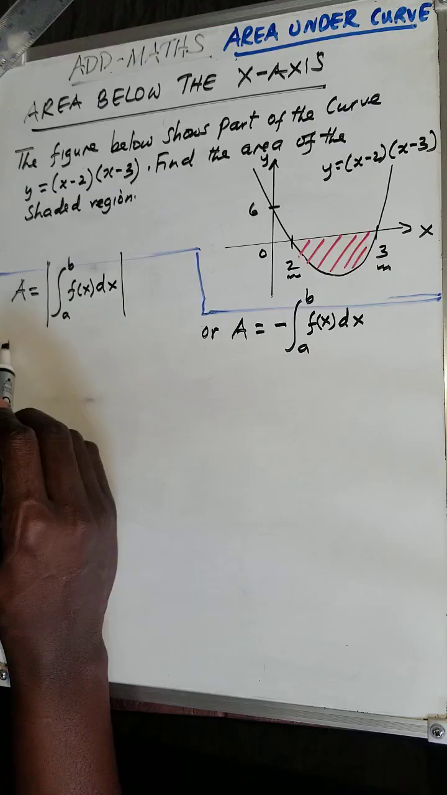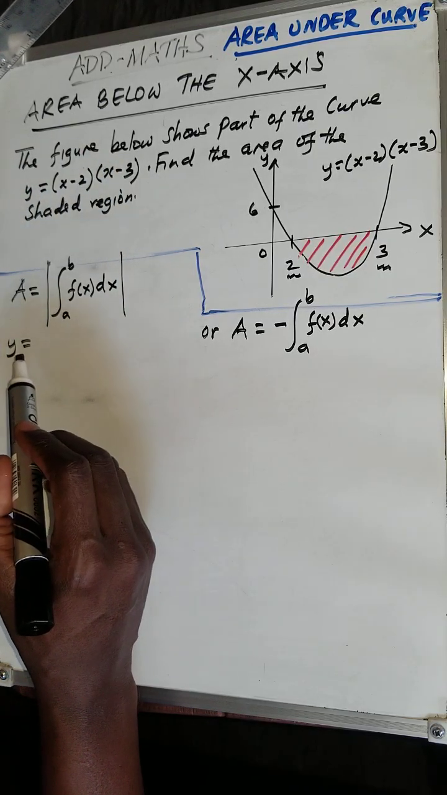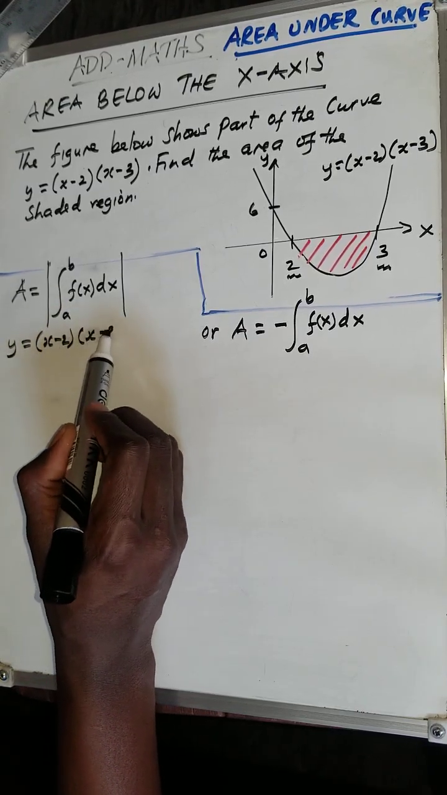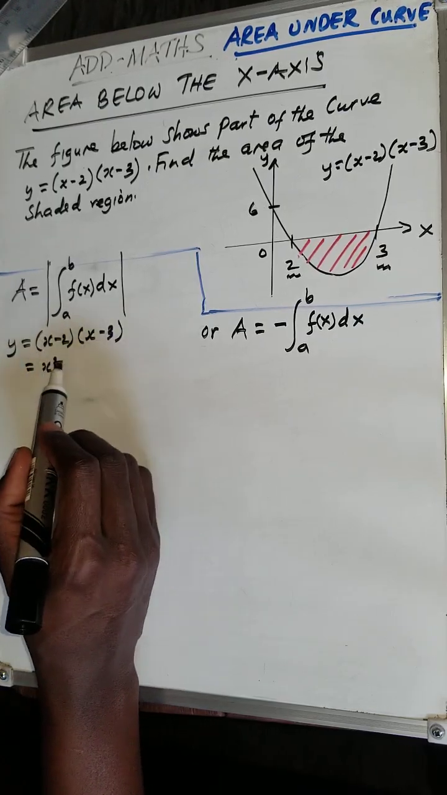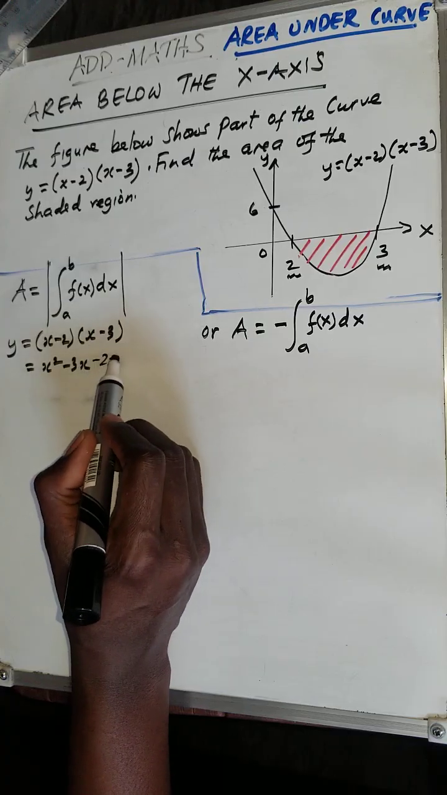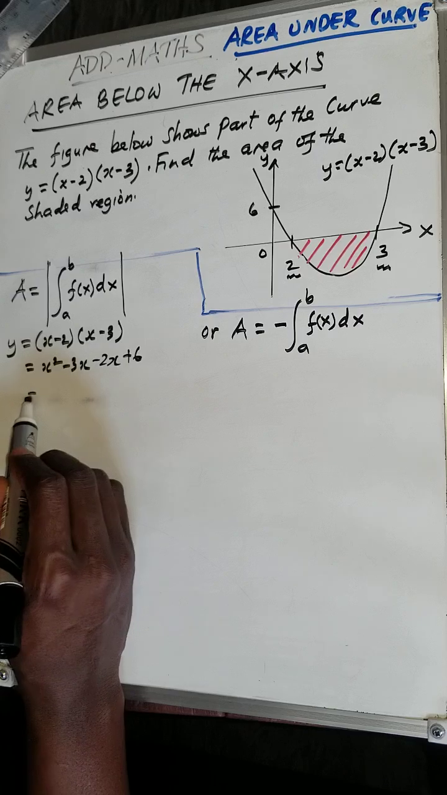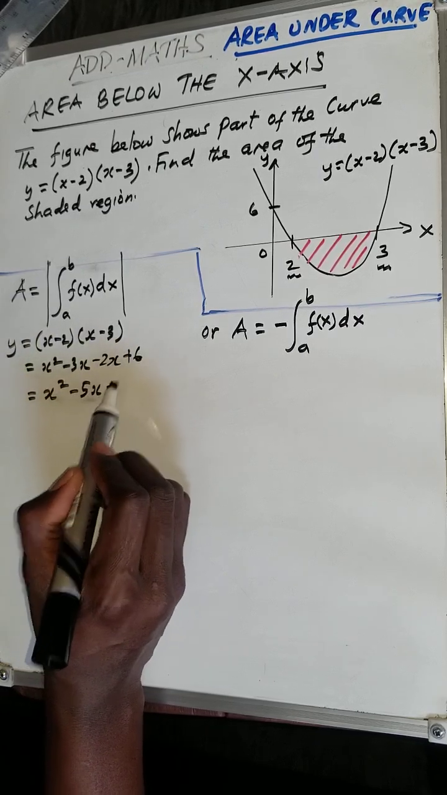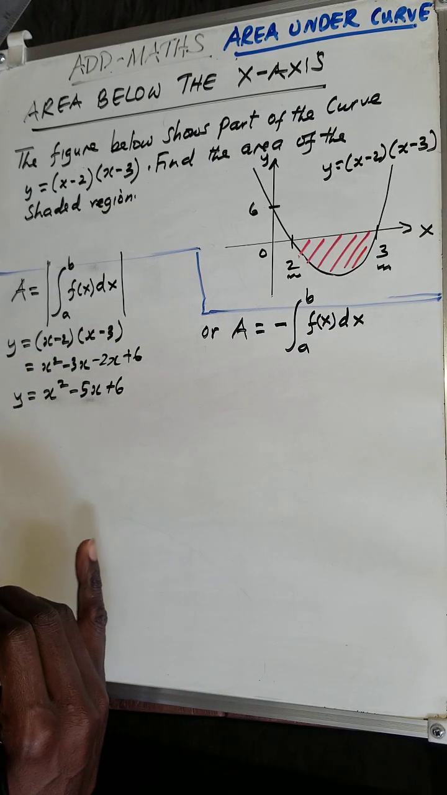So what you can do is first try to expand the expression for the curve, or the equation of the curve. You have been given x minus 2, then x minus 3. x times x gives x squared, x times negative 3 gives negative 3x, negative 2 times x gives negative 2x, and negative 2 times negative 3 gives a positive 6. These are like terms, so it will be x squared minus 5x plus 6. I've not changed anything, I was just expanding that.